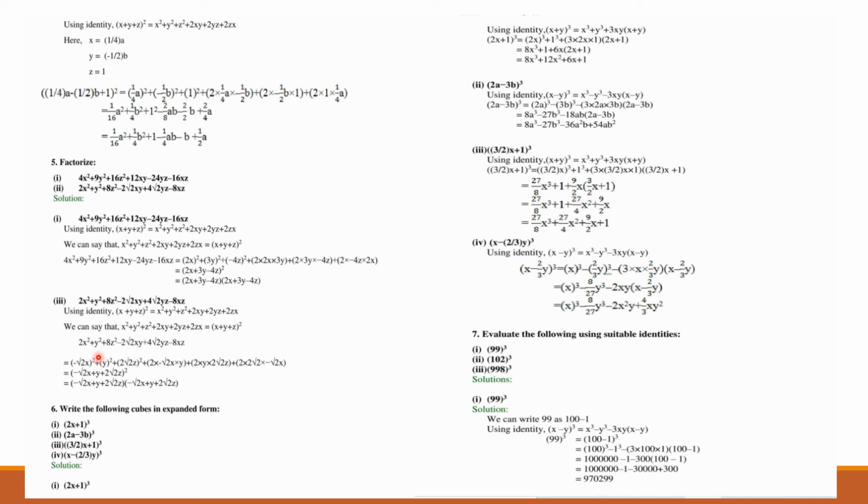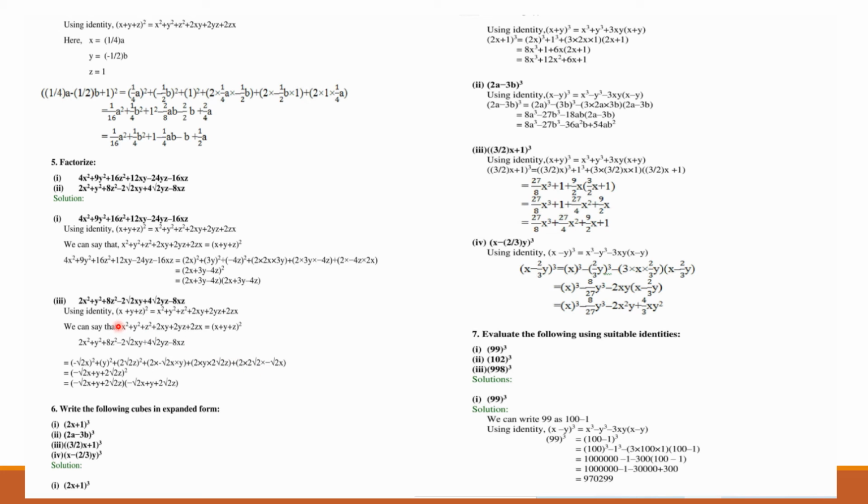Just see 2x whole square. We know what the square root of 2 is, but you can write it as square root of 2 squared. Then 8: when you split up 8, it is 2 into 2 into 2, so you can write it as 2 root 2 z. Rest of the values we have put.